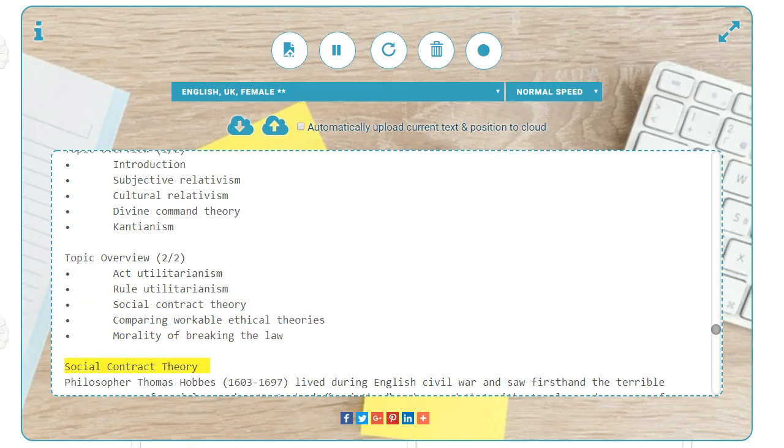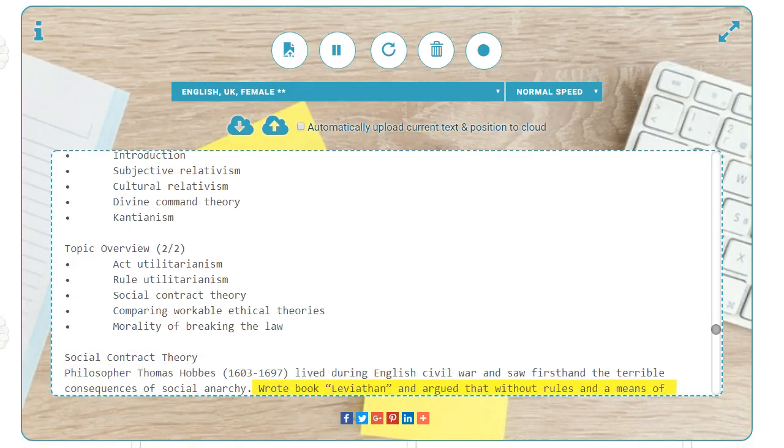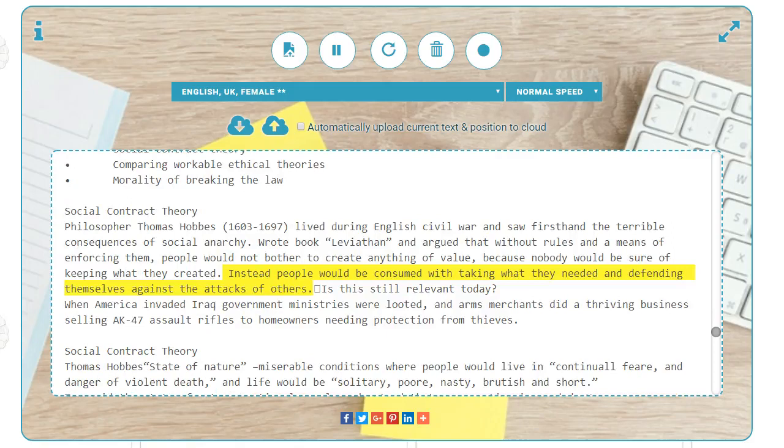Social contract theory. The philosopher Thomas Hobbes (1588–1679) lived during the English Civil War and saw firsthand the terrible consequences of social anarchy. He wrote the book Leviathan, and argued that without rules and a means of enforcing them, people would not bother to create anything of value, because nobody would be sure of keeping what they created. Instead, people would be consumed with taking what they needed and defending themselves against the attacks of others.